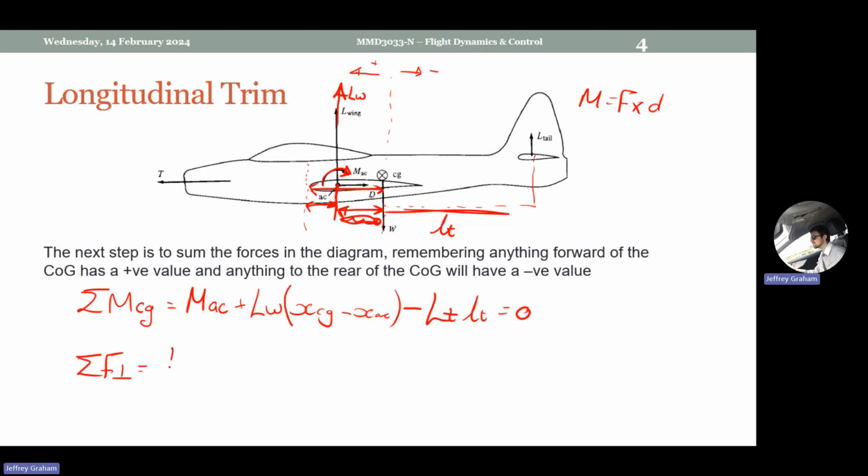Nice and easy, this. This is the lift going up, so it comes from the wing and the tail. And let's subtract the weight from that. Obviously, if the aircraft is straight and level in trim, it's not climbing, it's not descending. So these need to balance out.